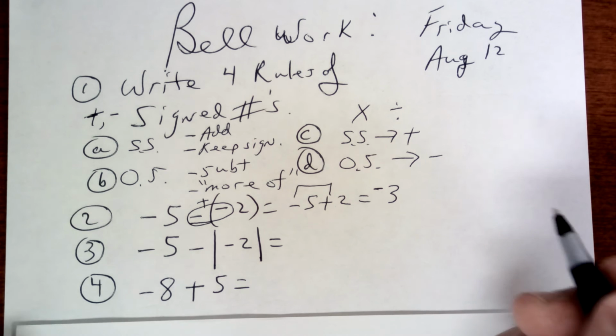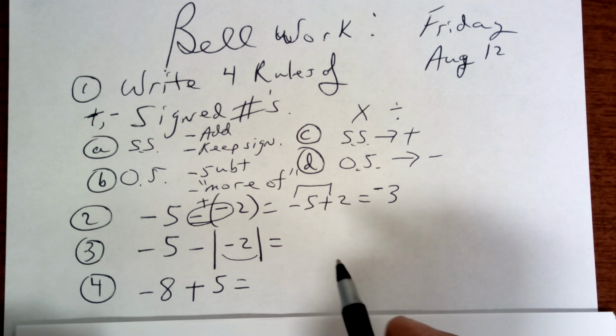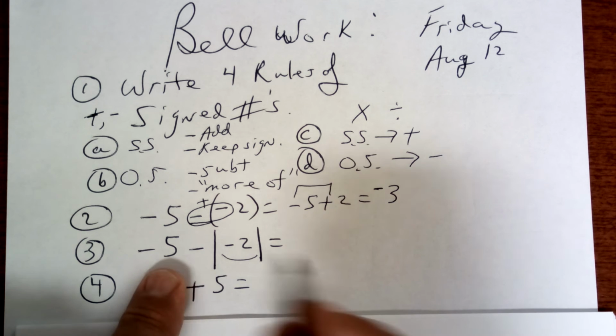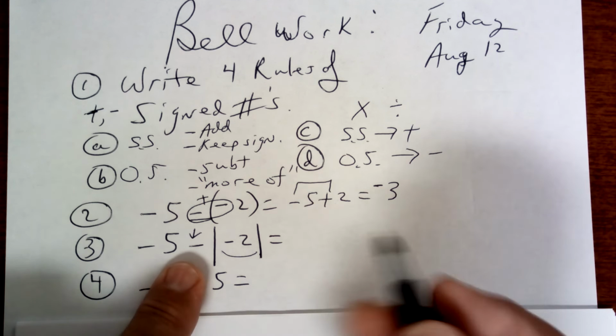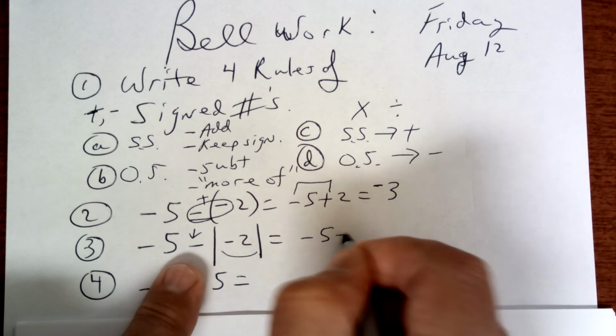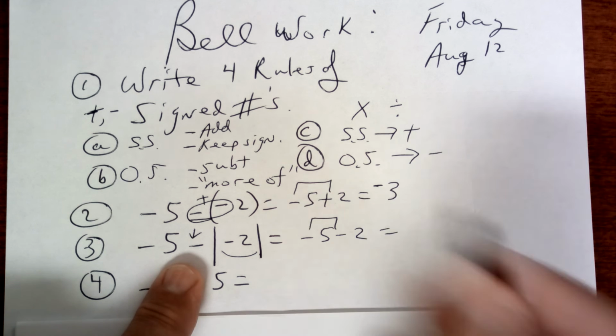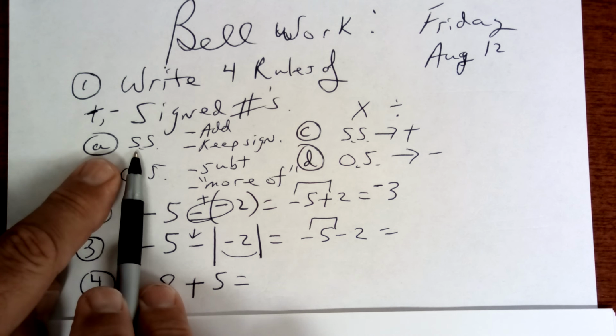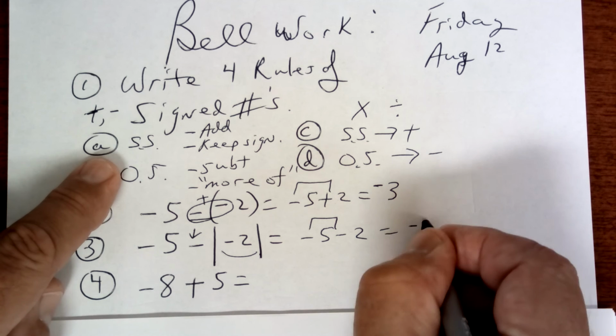This one right here, you have to do the absolute value first. So that becomes a plus 2. So that negative right there makes it a negative. So it becomes negative 5 minus 2. These are the same signs right here. And if they're the same signs, you have to add them and keep the sign. So that would be a negative 7.